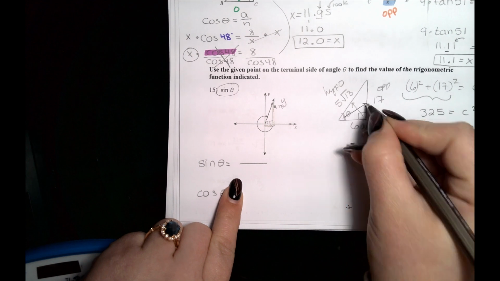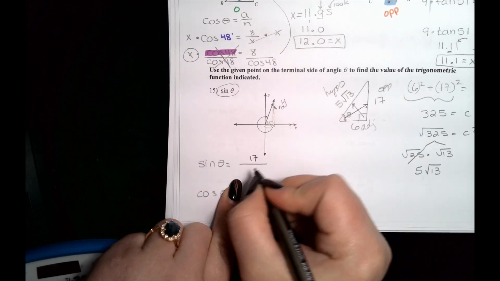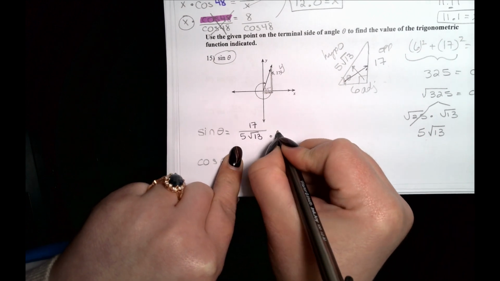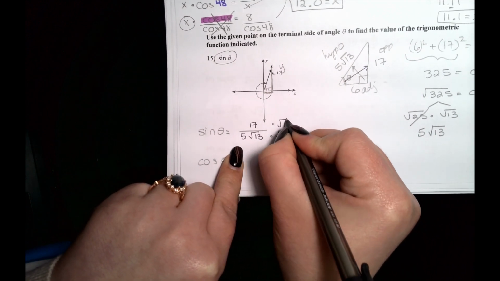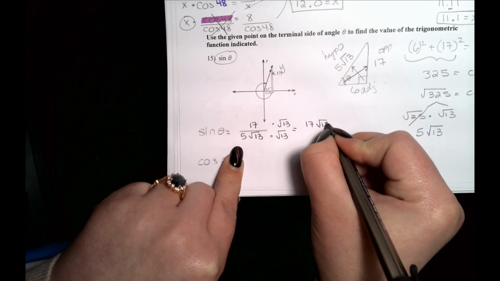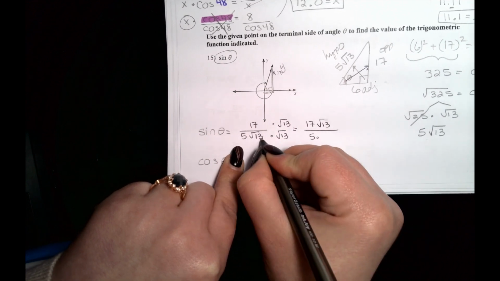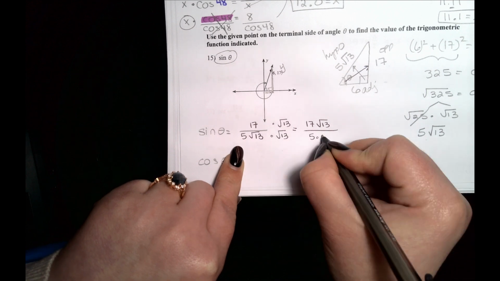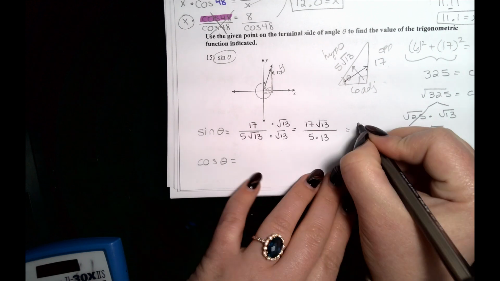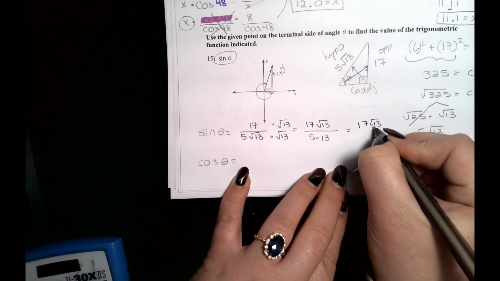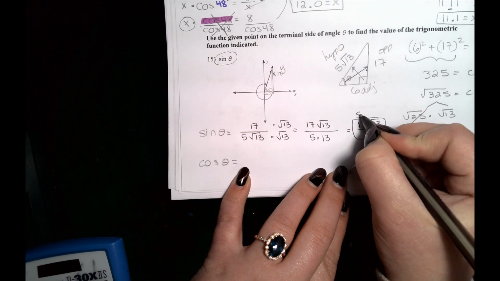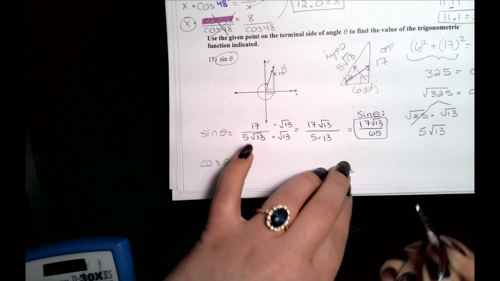Opposite is 17. Hypotenuse is 5 root 13. And again, we do need to rationalize. This is not a binomial. We do not need conjugates. All you got to do is multiply just by the radical. 17 root 13 over 5 times 13 square rooted is just 13. This is a calculator question. Type in 5 times 13. We get 17 root 13 over 65. Okay, don't forget to rationalize the denominator. This is sine of theta, so we don't forget.